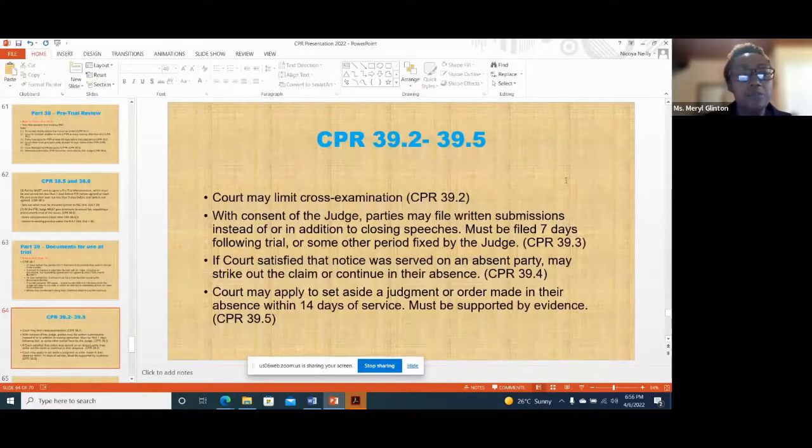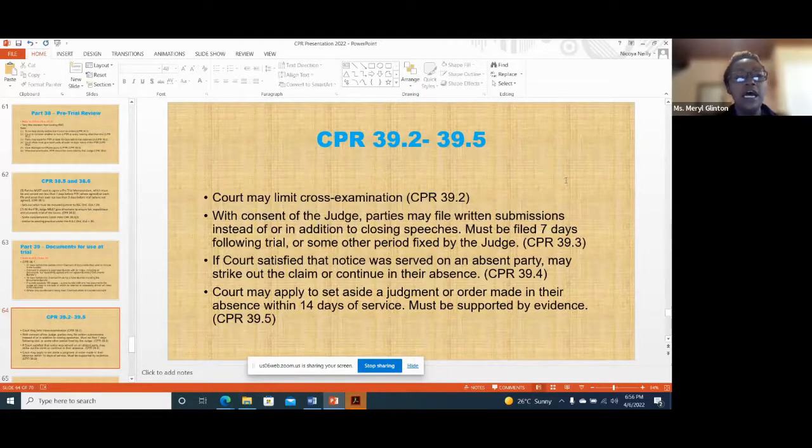The court has the power to limit cross-examination, which it always has. With consent of the judge, the parties can file written submissions instead of or in addition to closing speeches. But if you're going to do written submissions, they must be filed 7 days after the trial or some other period as the judge might fix. This is only to emphasize that the CPR is very particular about timelines. So instead of it being open-ended, generally you should expect that those submissions will need to be in within 7 days.